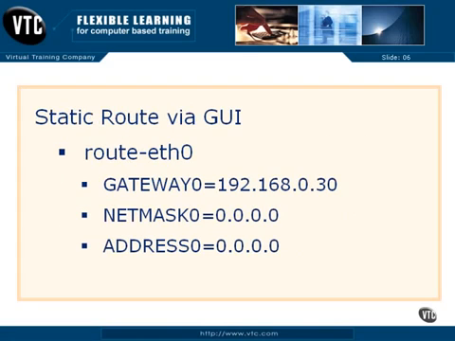If you configure static routing with the GUI Network Configuration tool, you can do it for IP version 4 addresses, but the result looks a little different. When I did it using the GUI Network Configuration tool, I get these three lines. GATEWAY0 equals my default gateway, with the default network mask and network address. Those defaults are 0.0.0.0.